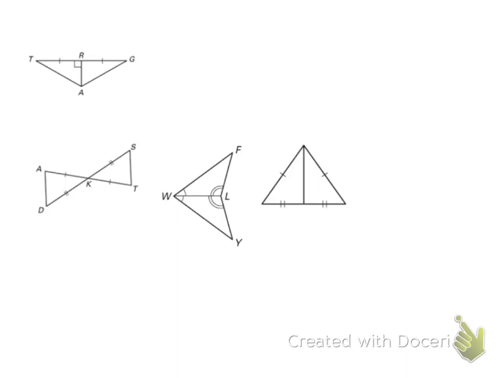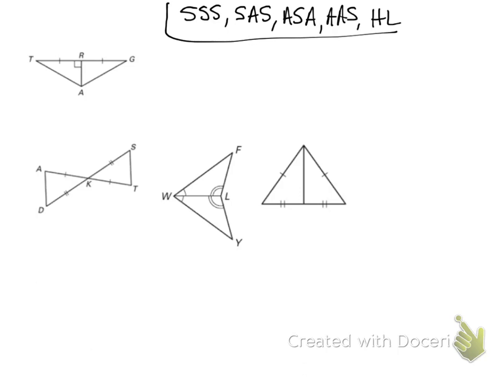Okay, so let's look at some examples of which type. I'm going to make it easy. I'm going to put our types up here: SAS, ASA, AAS, and HL. So which type of triangle congruence, if any, we may have one that's not congruent to each other, could we use to say that these triangles are congruent to each other?